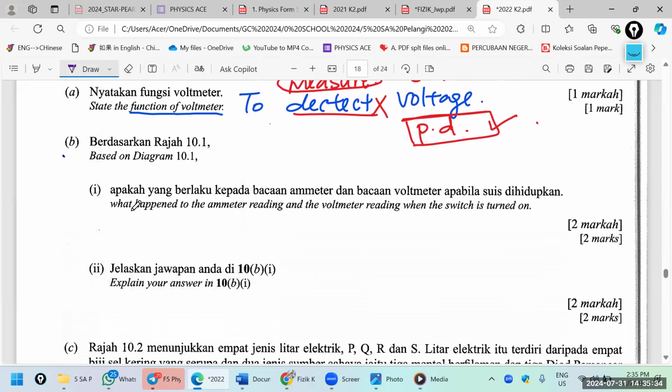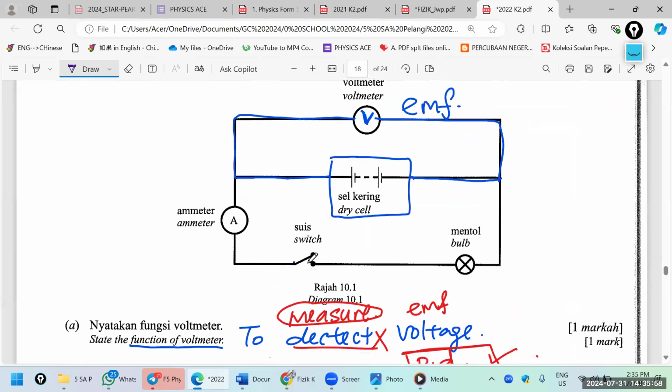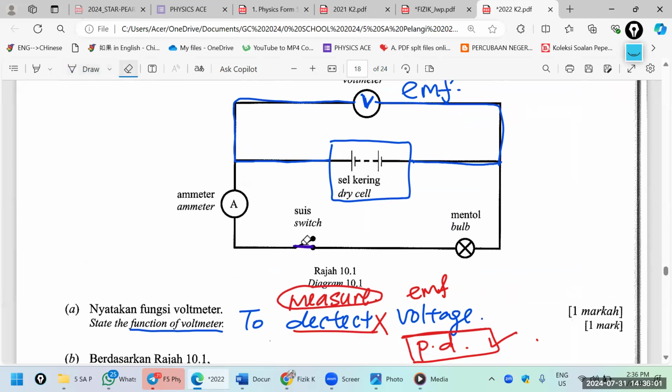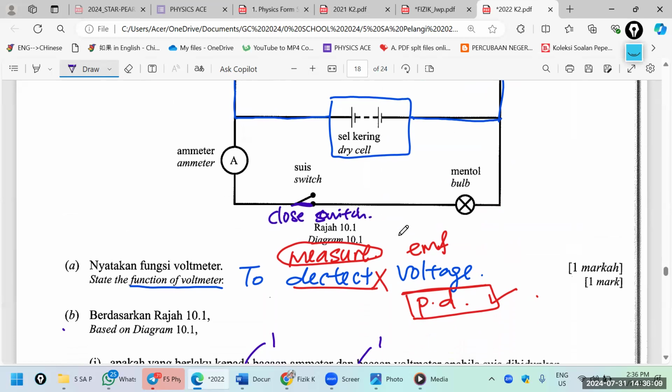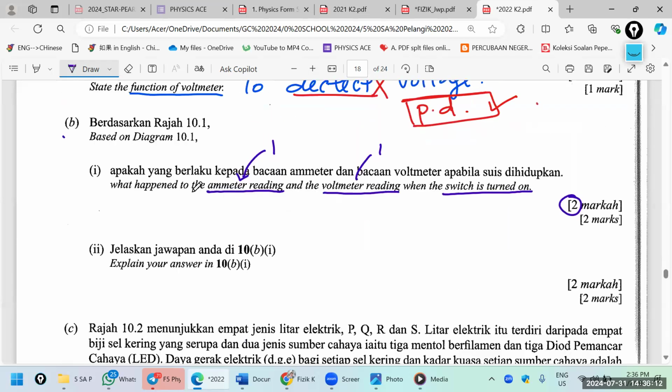Now, based on diagram 10, what happens to the ammeter reading and the voltmeter reading when the switch is turned on? 2 marks, meaning ammeter reading 1 mark, voltmeter reading 1 mark. When the switch is turned on means you close the switch, so be careful here. So we say the ammeter shows a reading, can.